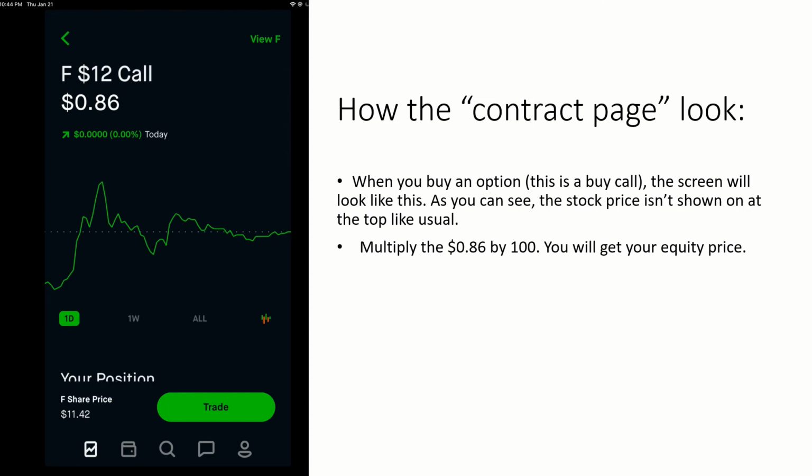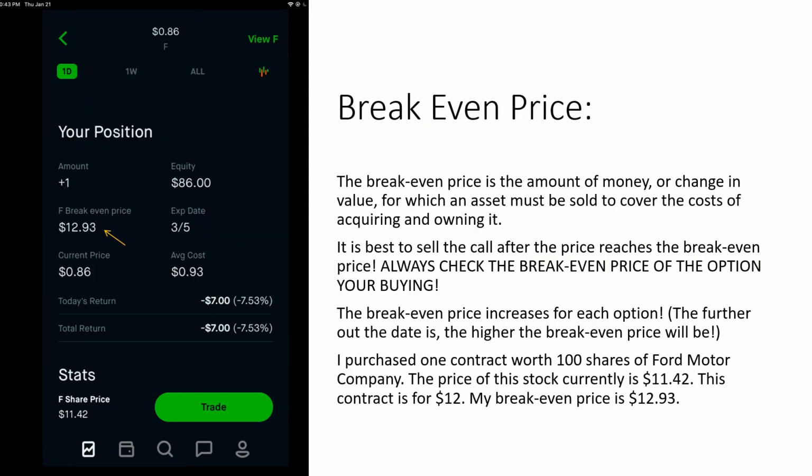So a lot of people don't even know that. And right here, as you can see, I have the equity price. That's all I did with simple math. The break-even price, I'm going to say it again, is not important unless you plan on holding this to the end. And if you're making money, I will not hold it to the end. So the break-even price is the amount of money or change in value for which an asset must be sold to cover the cost of acquiring and owning it.